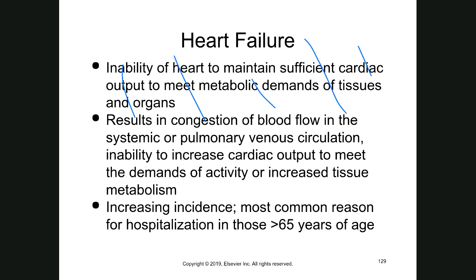And obviously it results in what? In blood flow in the systemic or pulmonary venous circulation, inability to increase the cardiac output to meet the demands of activity or increased tissue metabolism. Meaning, in this case, please give me those two. Those are the two that I want in this case. I will go with something similar, not exactly the same question. Some people will have a tiny variance in that question in the test.